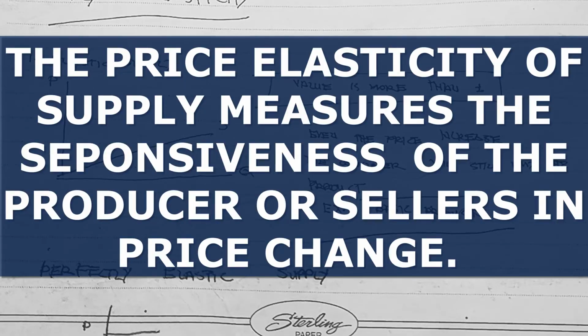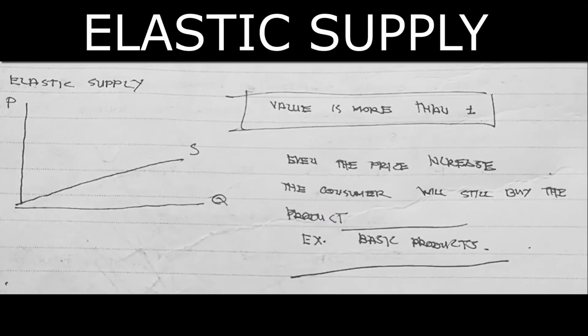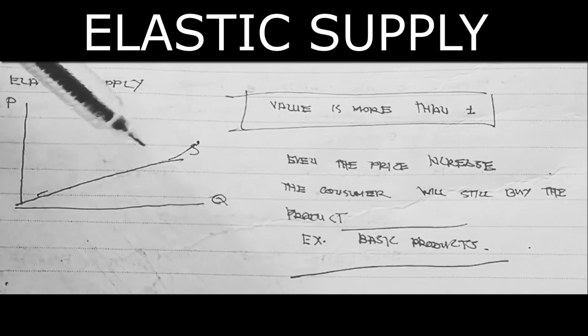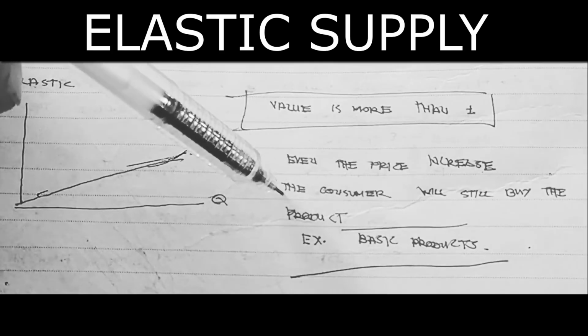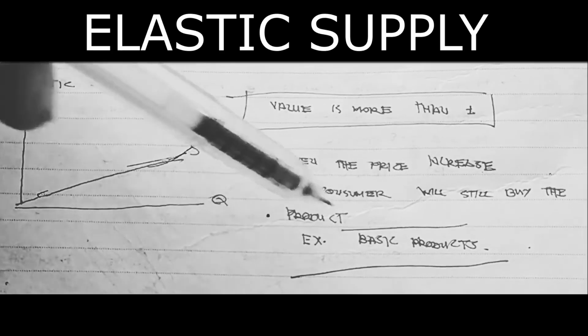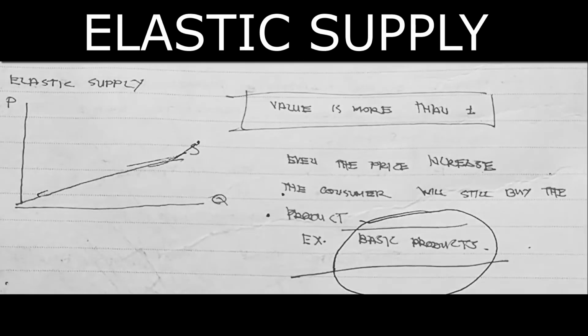So what is the idea of supply elasticity? The price elasticity of supply measures the responsiveness of the producer or sellers to the price change. As you can see here, the first graph is what they call elastic supply. Even if the price increases, the consumer will still buy the product because the product is what they call a basic commodity. So the products are basic commodities.